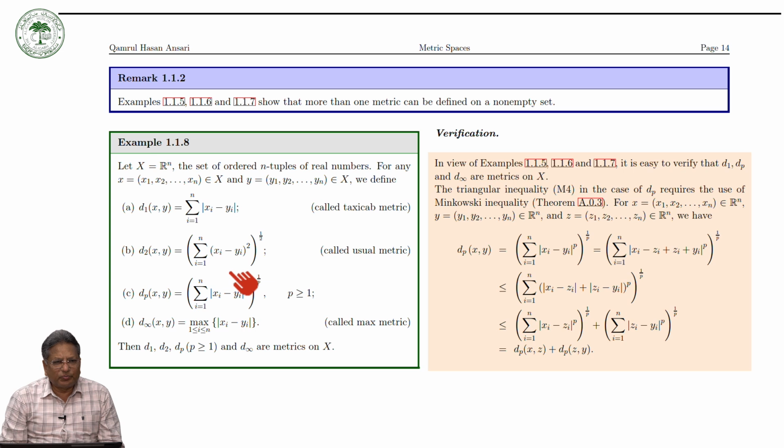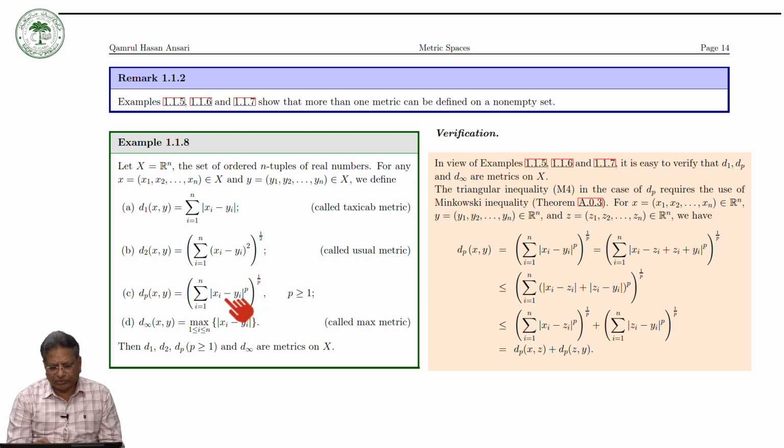To verify that these are metrics on Rn, I think you can do it very easily. You can verify all the properties very easily, except for the dp metric, for which you need the Minkowski inequality. The Minkowski inequality is given in the appendix, and we will use it.